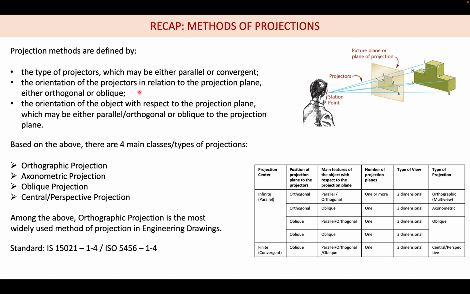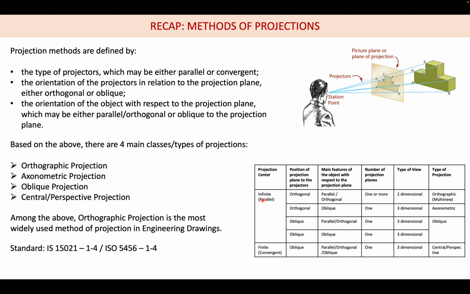The second criterion is the orientation of the projectors in relation to the projection plane, whether the projectors are orthogonal to the projection plane or at an angle oblique to it. The third is the orientation of the object with respect to the projection plane, whether the object is parallel or orthogonal to the projection plane, or oblique to it. Based on these three criteria, we can classify projection into four main classes. First is the orthographic projection, second is the axonometric projection, third is the oblique projection, and fourth is the central or perspective projection. Orthographic projection is the most widely used projection method in engineering drawings.